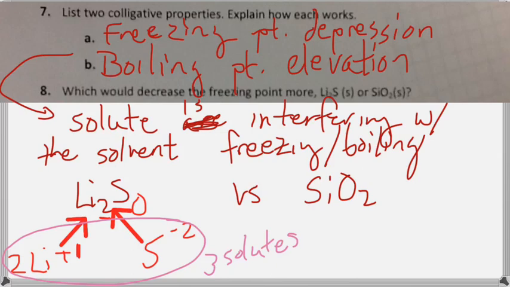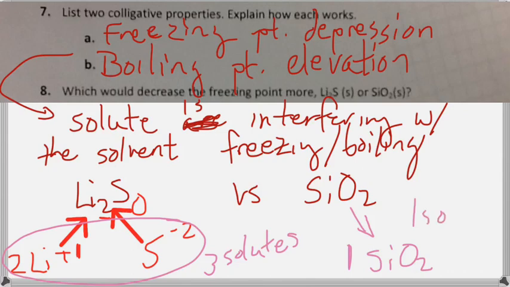In the case of silicon dioxide, silicon is what we consider to be a metalloid, but it kind of leans on the non-metal side of things, and so when we put that into water, it's not going to dissolve. It's going to stay together. It's going to be more of a covalent type compound. So silicon dioxide, when it hits water, is just going to stay silicon dioxide. You're going to get 1 solute for every 1 molecule of silicon dioxide.